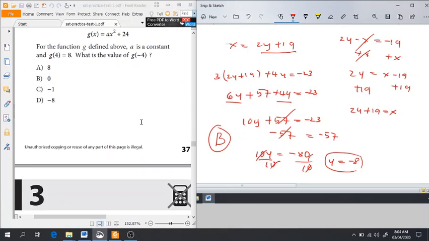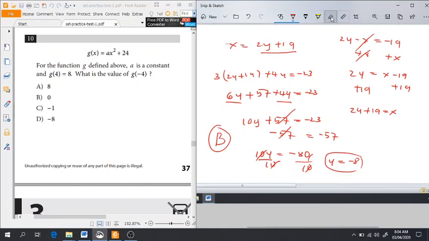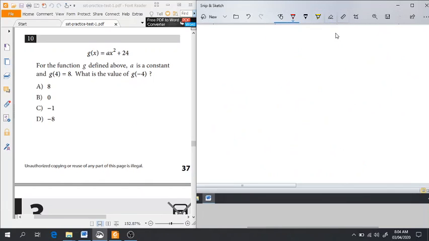So let's go to question number 10. Question number 10 says g of x is equal to ax squared plus 24. It's a function question. For the function g defined above, a is a constant and g of 4 is 8. What is the value of g of negative 4?